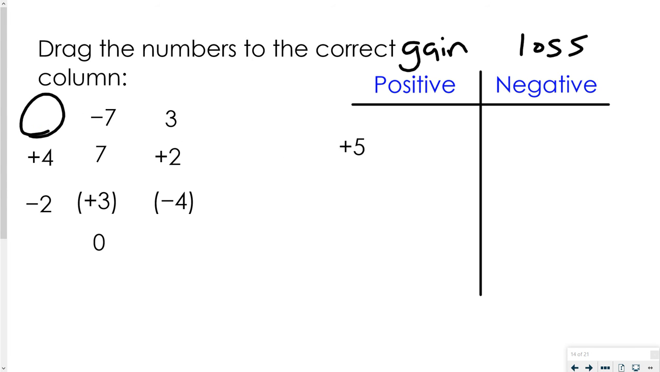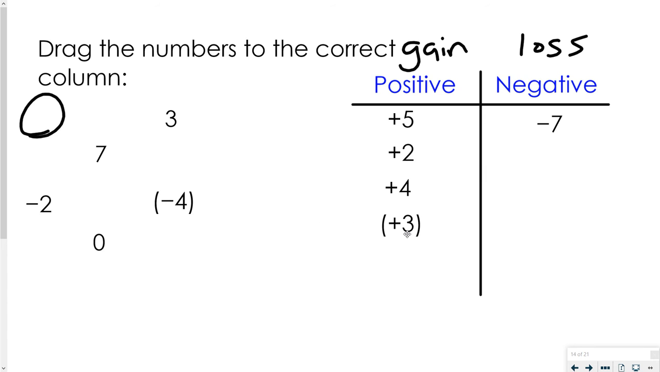So this is a gain of 5, so that would be positive 5. What about this number here? That is a loss of 7, so it is a negative number. Let's do the easy ones first. This is a gain of 2, so it's positive 2. This is a gain of 4, so it's positive 4. This is a gain of 3, so it's positive 3. This is a loss of 4, so it's negative 4. This is a loss of 2, so it's negative 2.